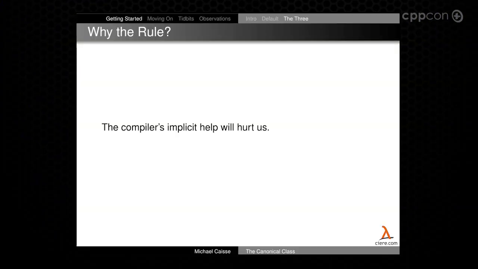But if you just stick to the rules and you don't think about the semantics of what you have, and you just blindly start coding them, you're going to miss a lot. So the reason that we're doing all this is because the compiler's implicit help is going to hurt us.